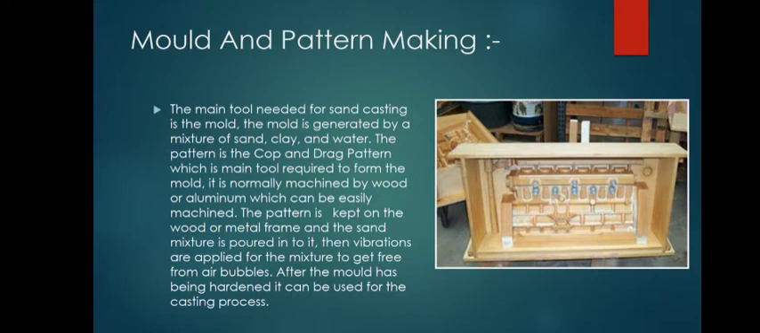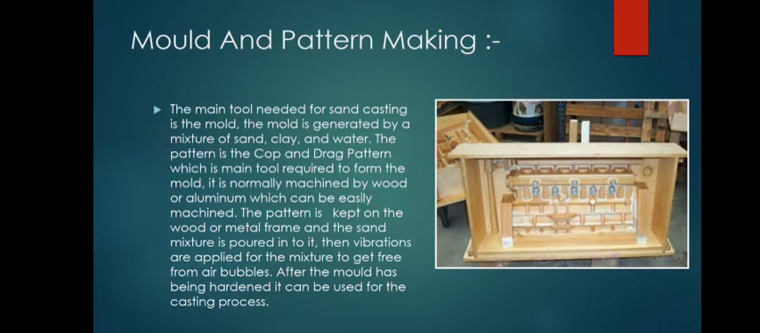The mold selected for this process is the green sand mold, in which green sand molds are prepared with natural molding sand and a mixture of silica sand, bonding clay and water. To make a green sand mold, the sand is properly tempered before it can be used. The main tool needed for sand casting is the mold. The mold is generated by a mixture of sand, clay and water. The pattern is the cope and drag pattern, which is the main tool required to form the mold.